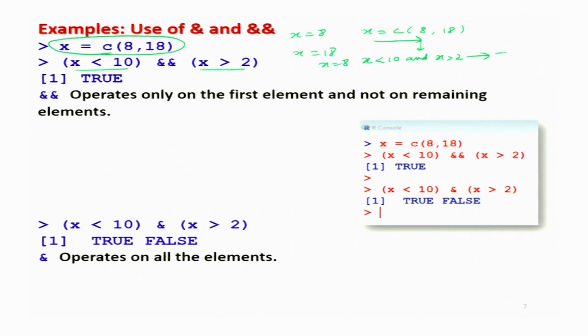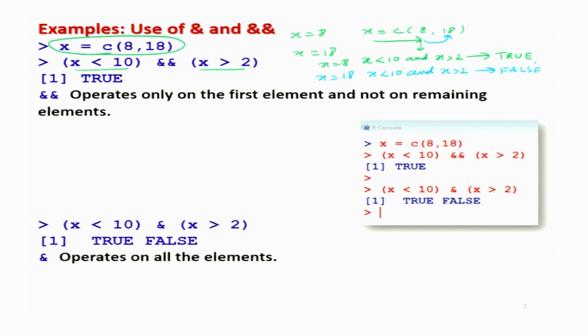So, this answer will come out to be true, and then in the next step R will move further and it will try to pick up the second value in the data vector, and then with this x equal to 18 it will try to test the same condition, x less than 10 and x greater than 2, and you have seen that this condition is giving you the answer false.